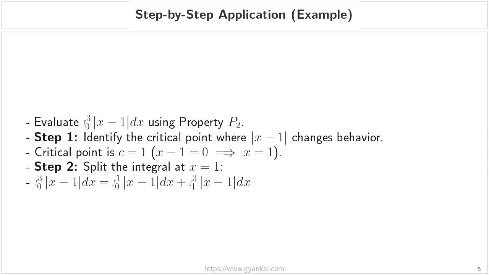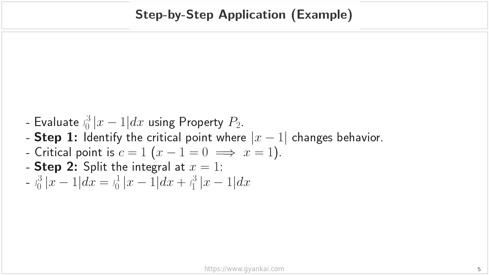Step 2 is where we actually split the integral. We're going to break up the integral from 0 to 3 into two integrals, using our critical point, C, which is 1, as the dividing line. So, the integral from 0 to 3 of the absolute value of x minus 1, with respect to x, becomes the integral from 0 to 1 of the absolute value of x minus 1, with respect to x, plus the integral from 1 to 3 of the absolute value of x minus 1, with respect to x.